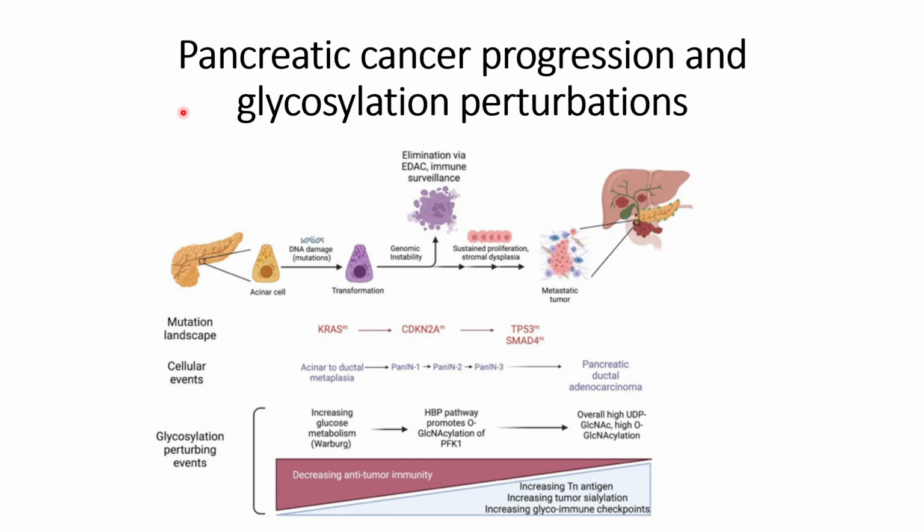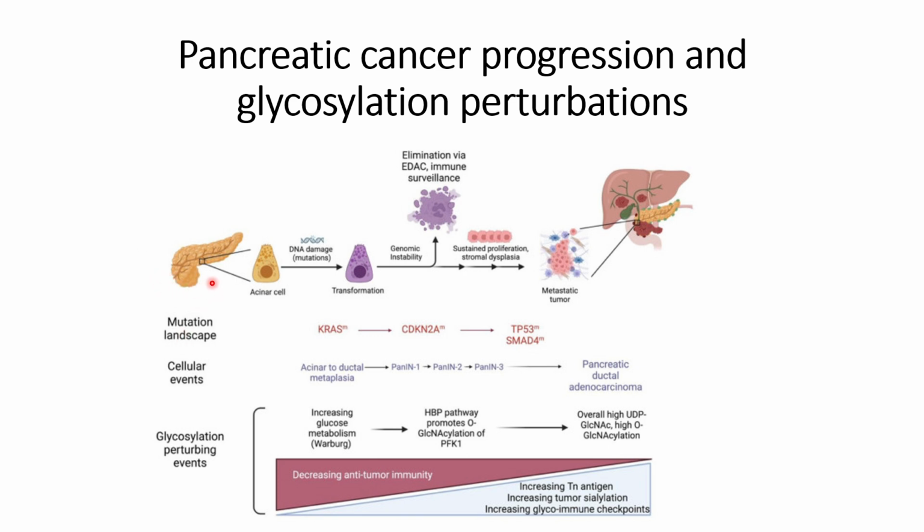In this video, we will discuss pancreatic cancer progression and the glycosylation perturbation. We have discussed many times in several videos how these pancreatic cancers progress. Today we will discuss pancreatic cancer cell progression and how this glycosylation perturbation begins, because we have seen that in pancreatic cancers there are a lot of truncated O-GlcNAcs which are not found in the normal pancreatic cells. So we will start with the mutation landscape.